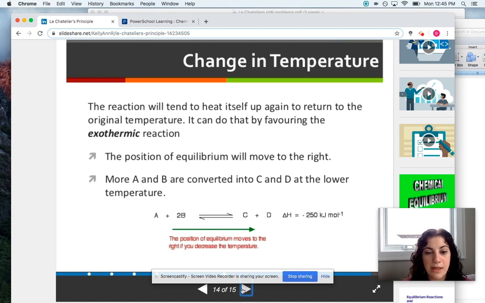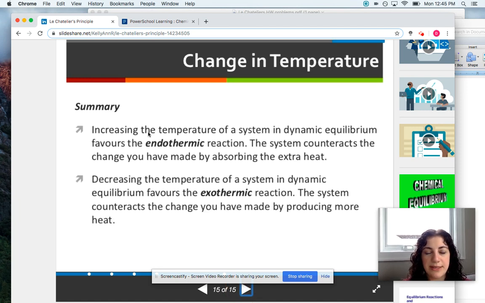All right, so summary. Increasing the temperature of a system in dynamic equilibrium favors the endothermic reaction. The system counteracts the change you've made by absorbing the extra heat. Decreasing the temperature favors the exothermic reaction. The system counteracts the change you've made by producing more heat.